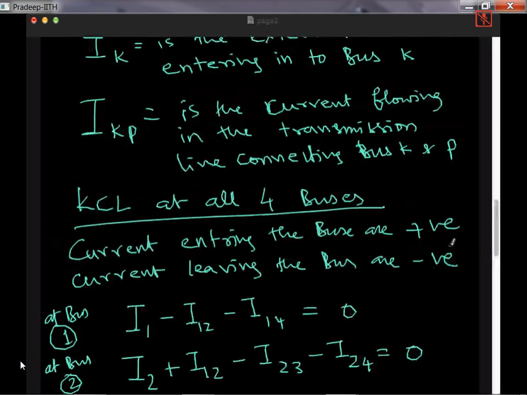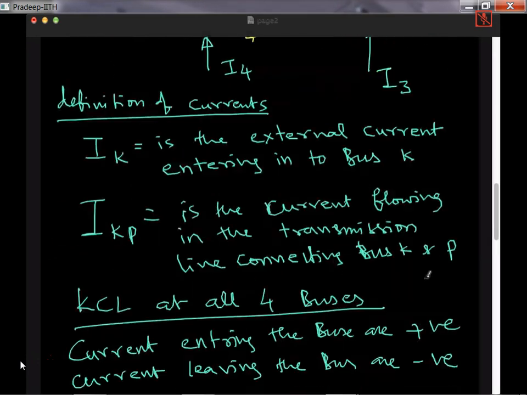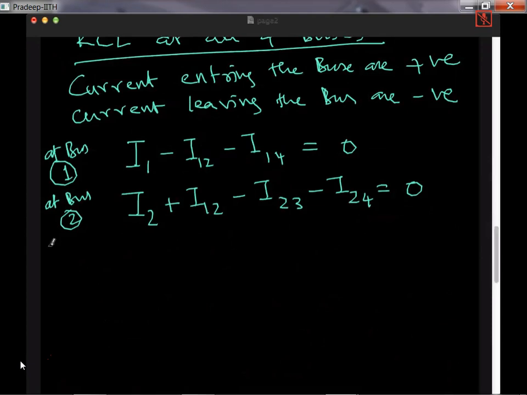Let's look at bus 3. I3 is positive, I23 is also positive, and it will be 0. So at bus 3, we have I3 plus I23 equal to 0.